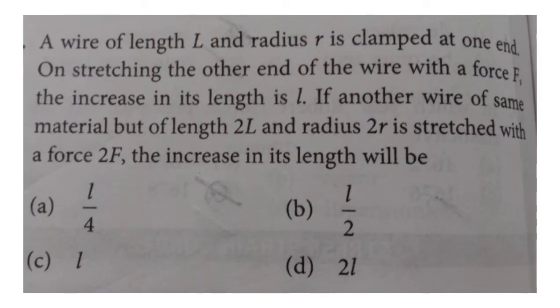Coming to the next question, a wire of length L and radius R is clamped at one end. On stretching the other end of the wire with a force F, the increase in its length is L. If another wire of the same material but of length 2L and radius 2R is stretched with a force 2F, the increase in its length will be: option A, L by 4, option B, L by 2, option C, L, and option D is 2L. The correct answer for the question is option C, L.